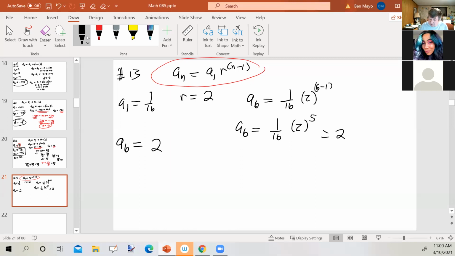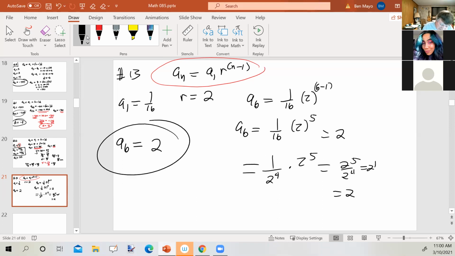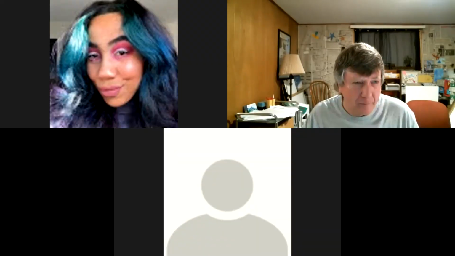Another way I could do this without even using the calculator, you may think this is too much work, but 1/16 would be 1 over 2 to the 4th. 16 is 2 times 2 is 4, times 2 is 8, times 2 is 16. So this is 2 to the 5th over 2 to the 4th, which is 2 to the 1, or just 2. Either way, a sub 6 equals 2. Any questions about that one? Okay, let's go on to the next problem.